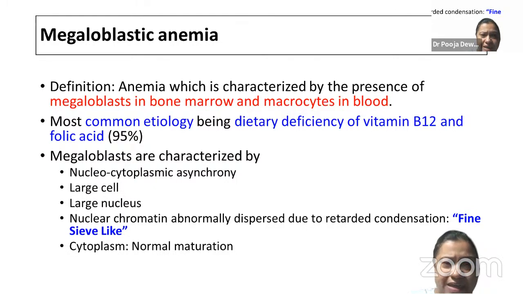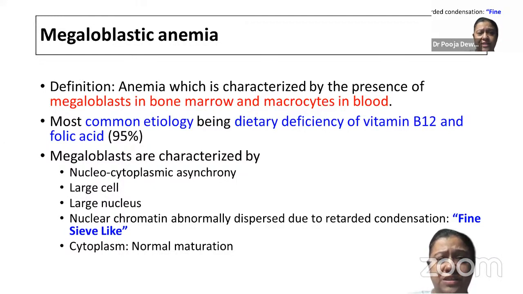So we'll come to why it is thought so. The main reason being that pathologists feel that since there are so many differentials which need to be excluded when megaloblasts are there in bone marrow, they make the diagnosis only based on bone marrow aspiration. However, it does not mean that we need to perform a bone marrow aspiration in all cases. Most of the times we'll not be doing a bone marrow aspiration, and we'll come to the intricacies later on.